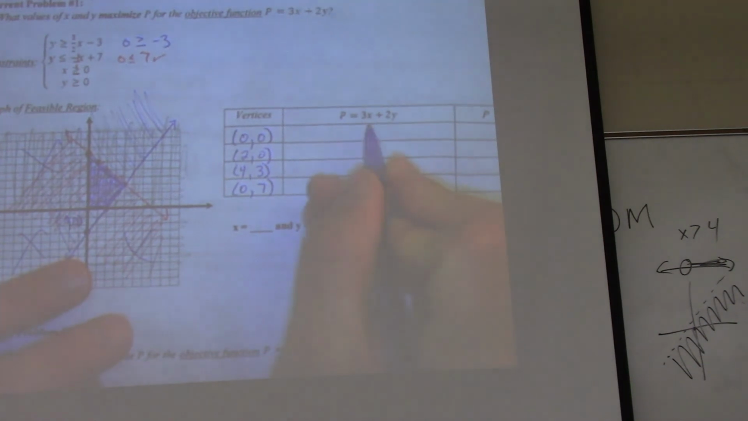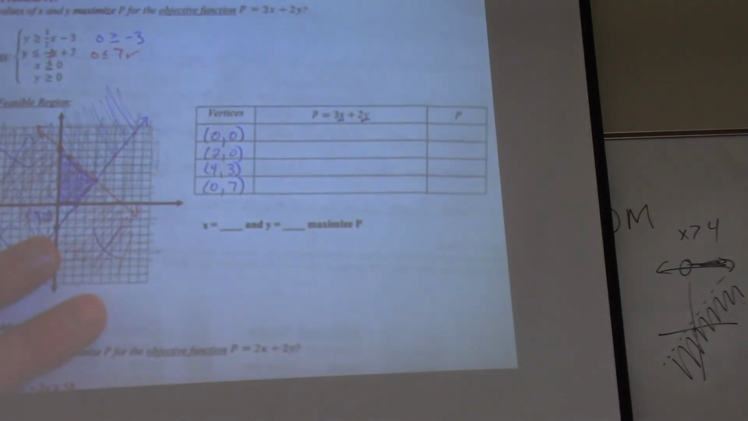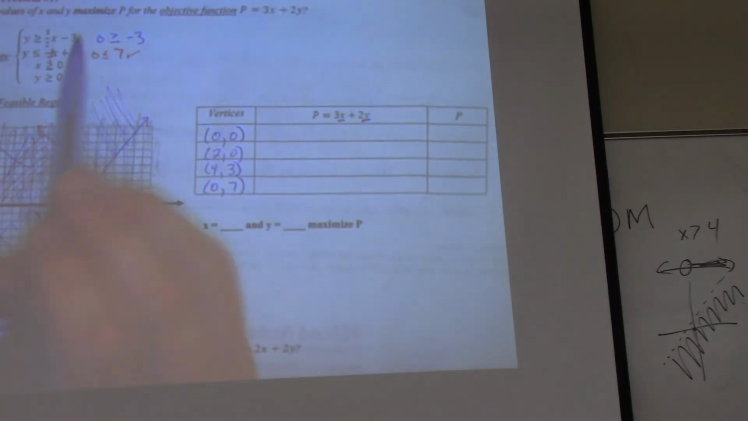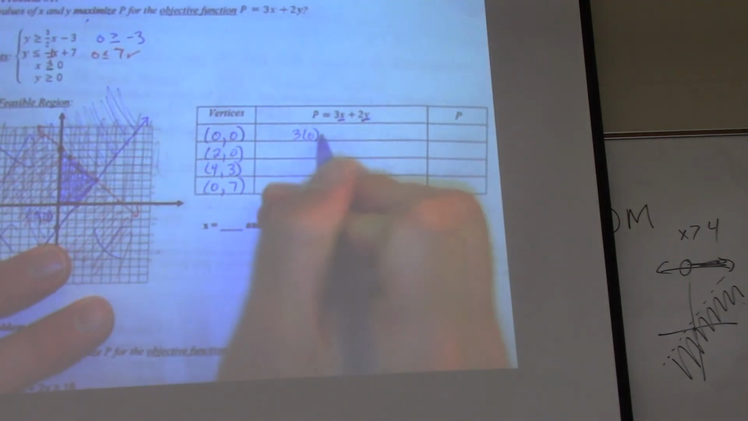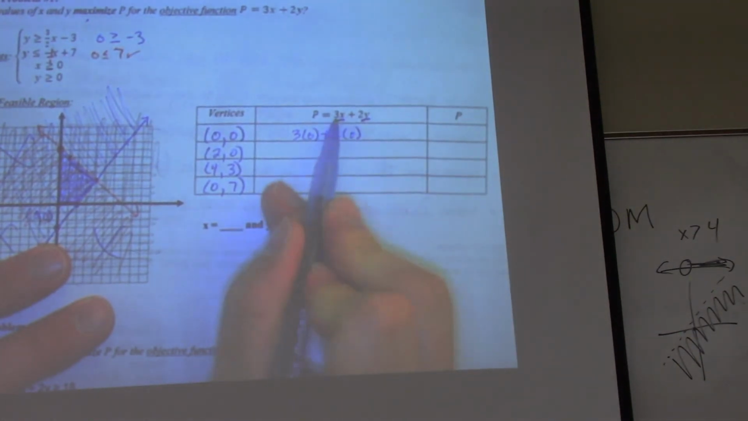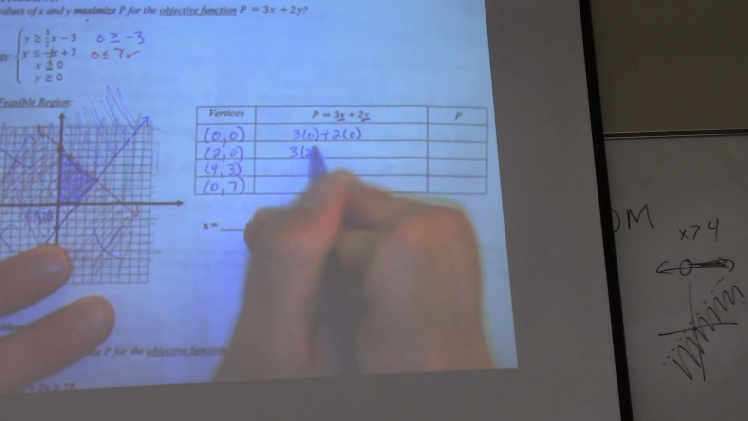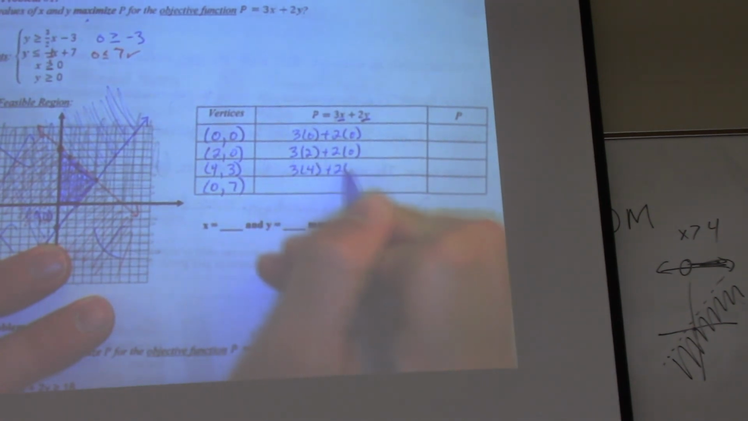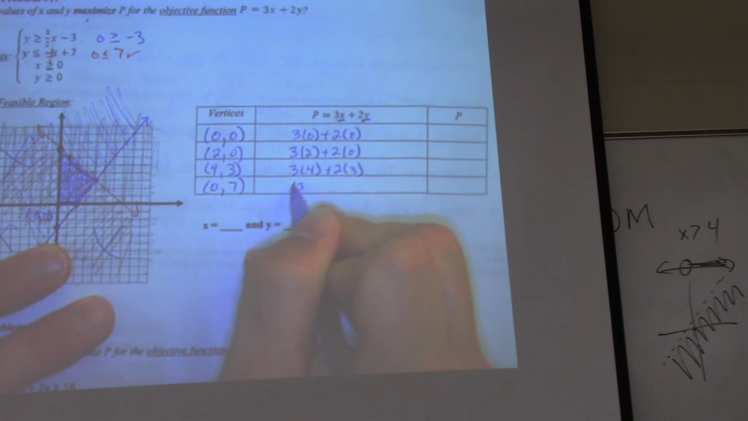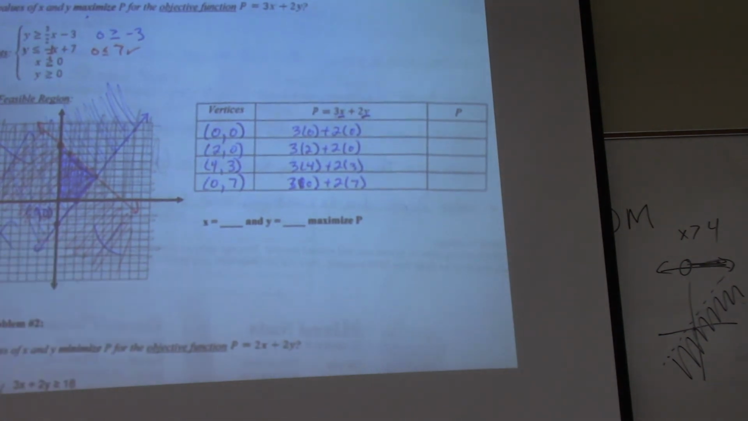Now all I'm doing is plugging them into x and y to find my max. And again, it's saying right in the problem, find the maximum. So I've got 3 times 0 plus 2 times 0. All I'm doing is using the 3 and 2 that are already there and plugging in x and y. I'm going to go 3 times 2 plus 2 times 0. I'm going to go 3 times 4 plus 2 times 3. And I'm going to go 3 times 0 plus 2 times 7. And I'm just going to do the math there.